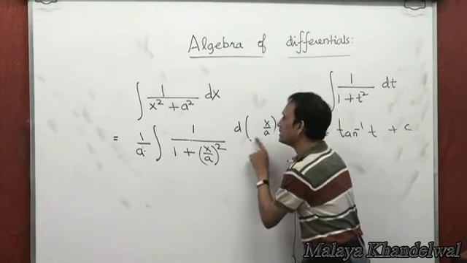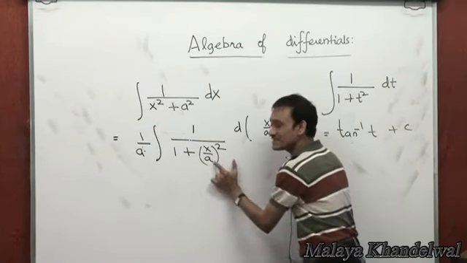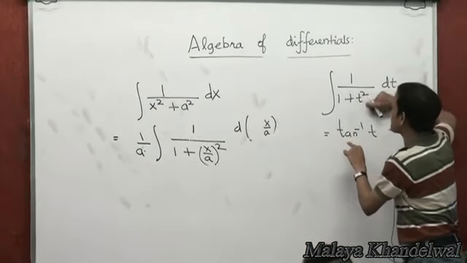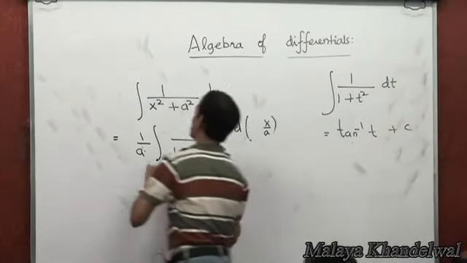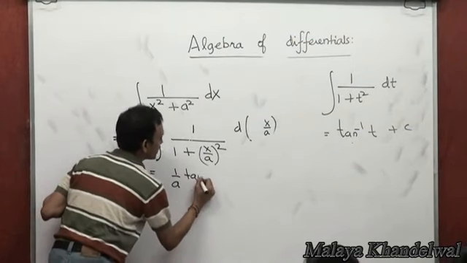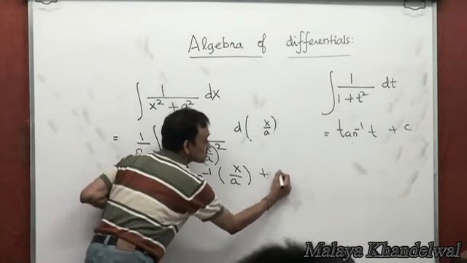And then we have integral dt by 1 plus t squared, isn't it? dt by 1 plus t squared, where t is x by a. Integral dt by 1 plus t squared, that's tan inverse t plus c. So that's like tan inverse t. T is x by a plus c.